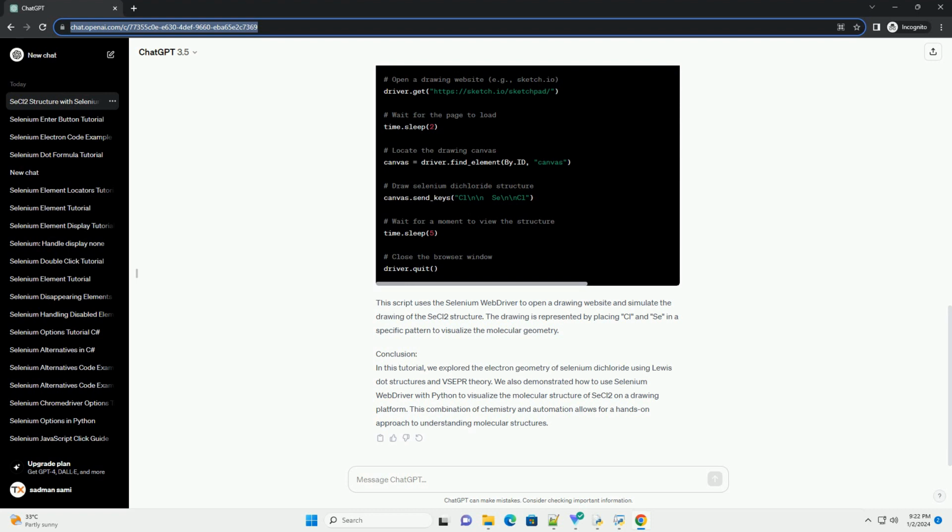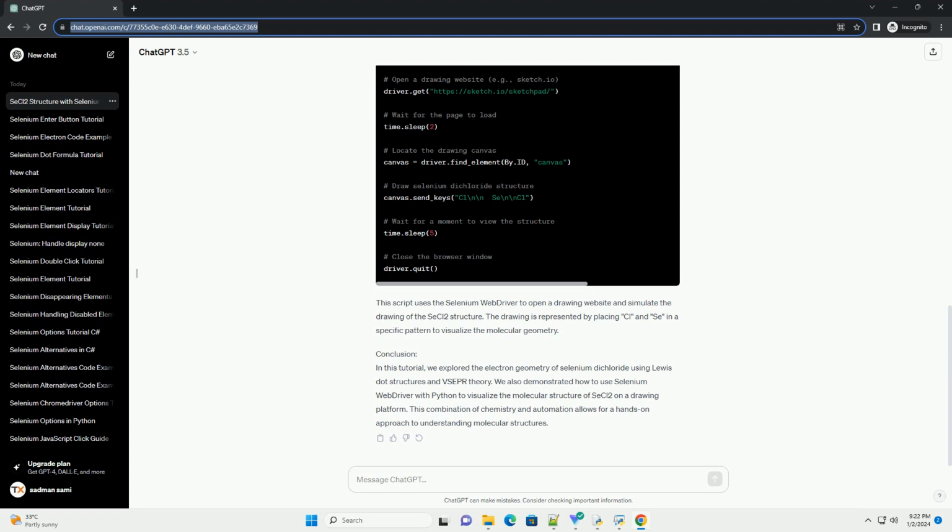Using Selenium WebDriver to visualize molecular structure. Now, let's use Selenium WebDriver with Python to visualize the molecular structure of selenium dichloride. We will create a simple script that opens a web browser and draws the SeCl2 structure. This script uses the Selenium WebDriver to open a drawing website and simulate the drawing of the SeCl2 structure. The drawing is represented by placing Cl and Se in a specific pattern to visualize the molecular geometry.